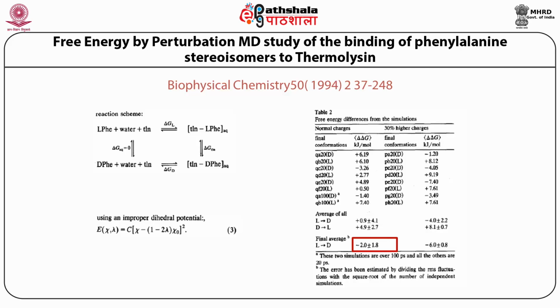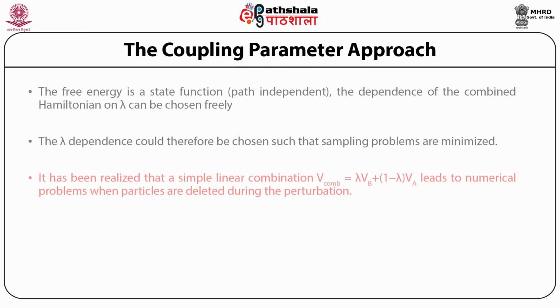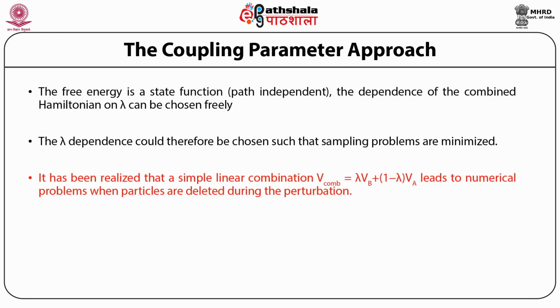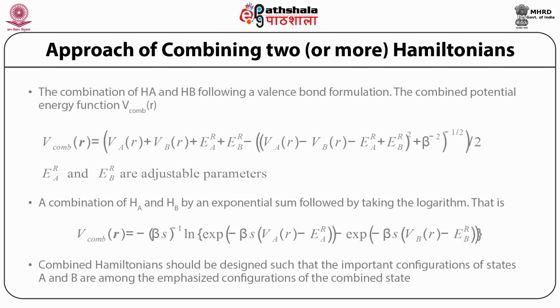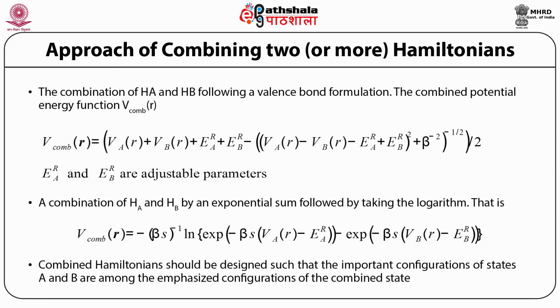So the ligand binding average is minus 2.0 and 1.8. This coupling parameter approach has been extended even more for calculating free energy, any kind of potential, and has been shown in a few more slides that follow. The detailed expression written here is a combination of two. We can expand it to more of the Hamiltonian displayed here, and the energies and functions as such.